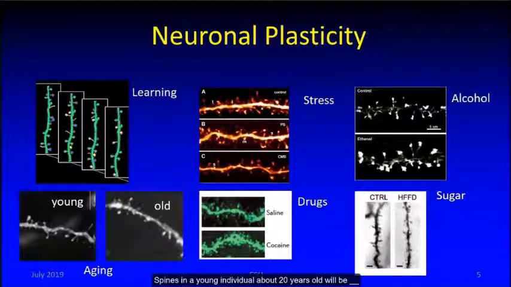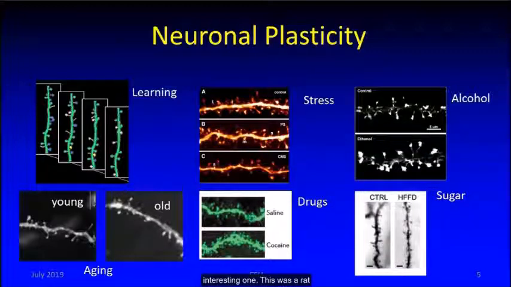Here are spines in a young individual, about 20 years old, and an individual at 80. This person doesn't have any cognitive decline, but you can tell there's a little bit of loss. That is from my brain. But even though in this older person there are fewer spines, there's no cognitive decline. When it comes to a person with Alzheimer's, the decline of the spines is even more dramatic.